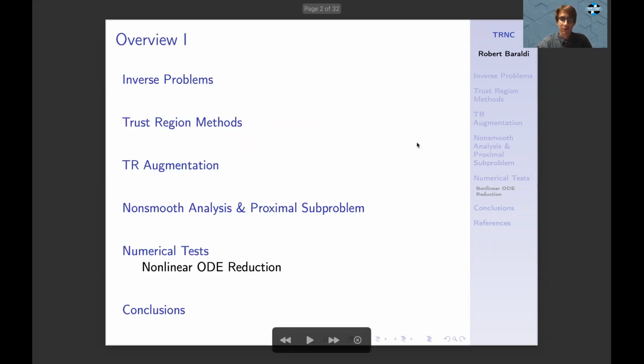So, a brief overview. I'll first describe the inverse problem class, why you care about inverse problems, and the class of these problems that we'll be solving. Then I'll go into the background of the methods we're using, the trust region methods and how we augment them, and some of the non-smooth analysis that we'll use along the way. And then finally, we'll talk about some numerical tests that we did on an ODE inverse problem.